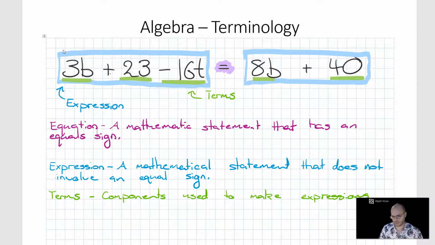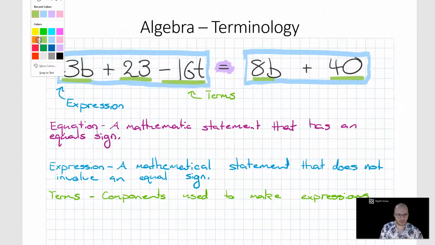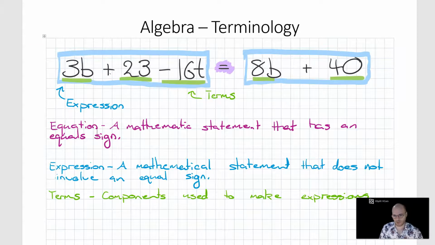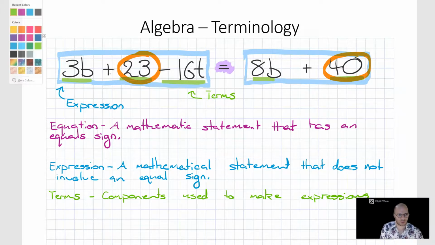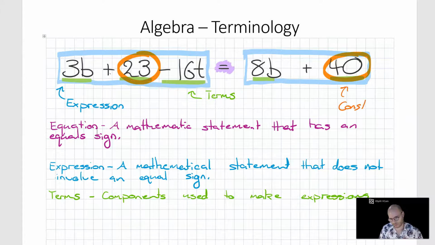Alright, now that we've got terms, notice that we've got two different types of terms. We can split the concept of terms into two categories. The first of the two categories is a simple one. Notice we've got these numbers without letters. These sort of numbers here, we call those constants. Basically a constant is just a number within an expression all by itself.